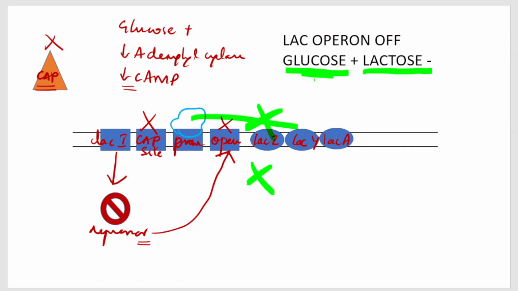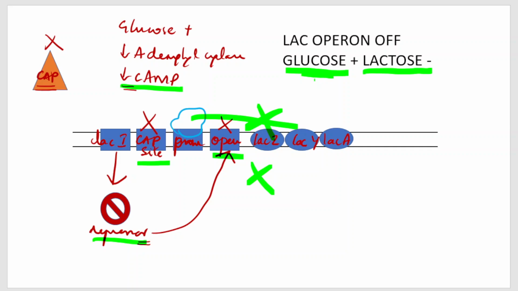How? There are reduced cyclic AMP levels, so cyclic AMP CAP does not bind to the CAP site. Also the repressor which is formed binds to the operator site and thus blocks the transcription of the genes. So this is what happens whenever glucose is present.